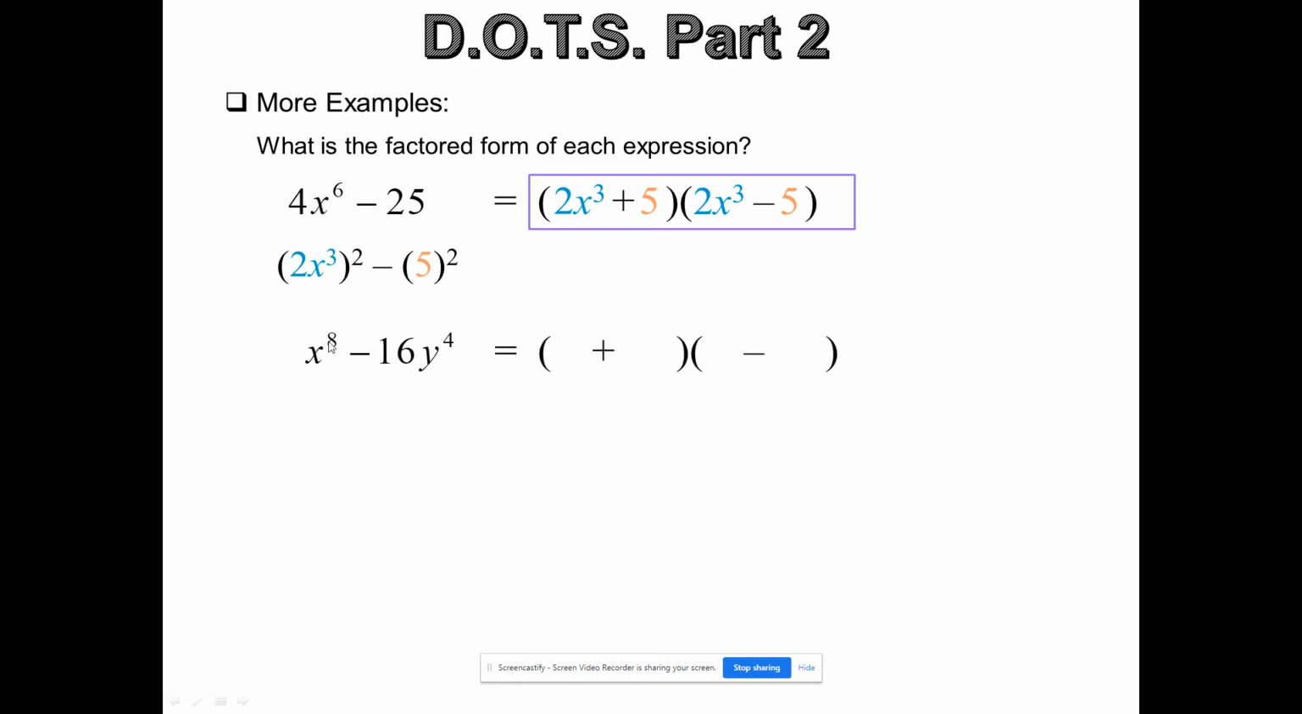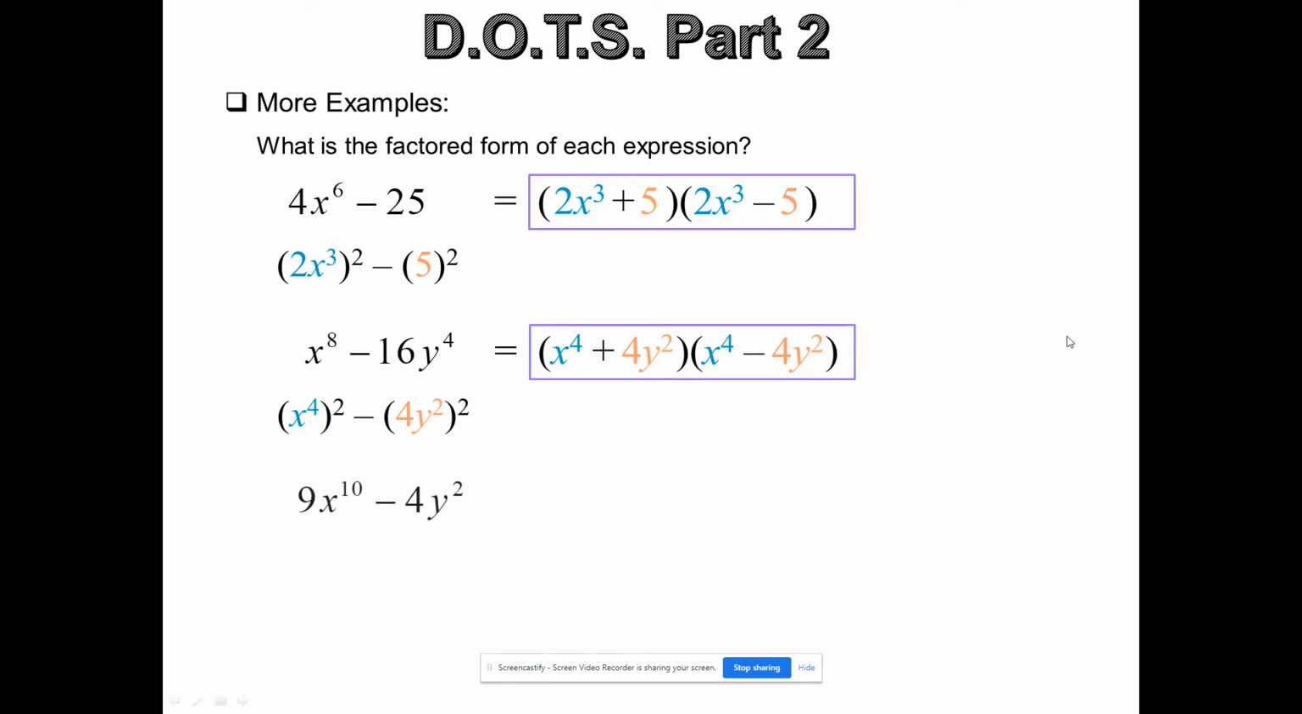See if you can think about what this term is going to be, or these two terms, and then what are we going to put here? So what are we squaring to get each of these? Should be x to the 4th, and then this right here should be 4y squared. Cut this in half, cut that in half. There it is, 2, there's 4. And then square root of 16 is 4. So we get x to the 4th plus 4y squared times x to the 4th minus 4y squared.